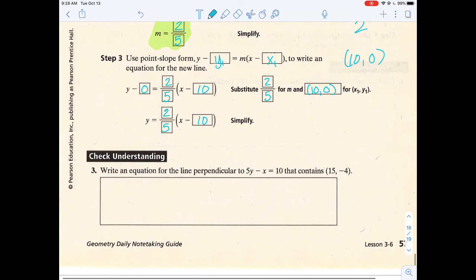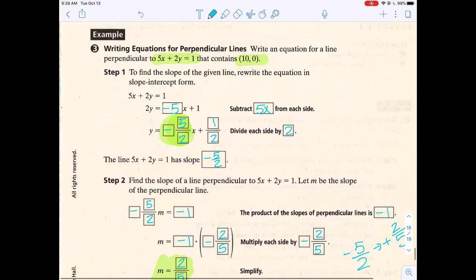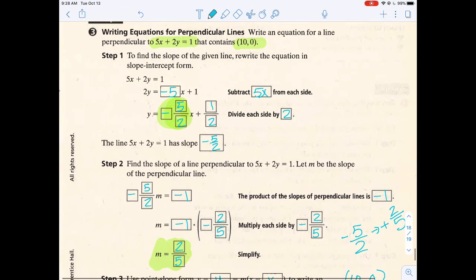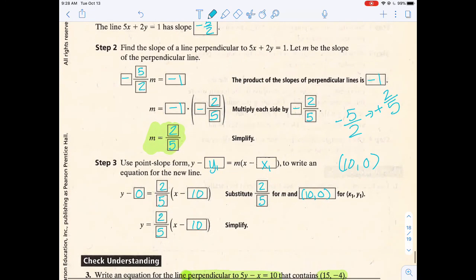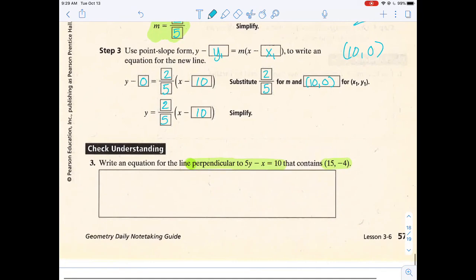Okay, then you have one more problem that you're going to do. It says write an equation for the line perpendicular to 5y minus x equals 10 and contains the point 15, negative 4. So you're going to go through the same steps as this example 3. So first, find the slope of the line you have, then find the slope of the perpendicular line, then use point slope form to write the equation.